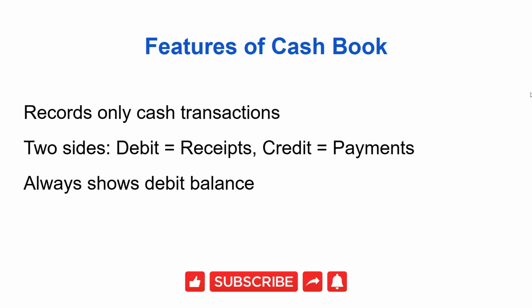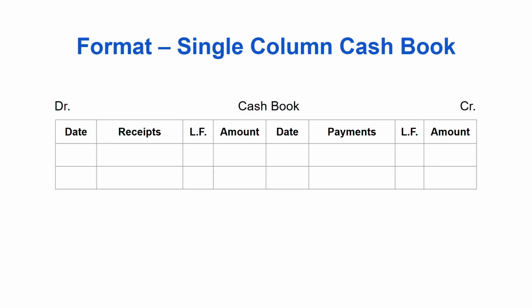Always shows debit balance. Why? Because you can never pay more cash than you have in hand. The balance of the cash book represents the actual cash in hand at the end of the period.